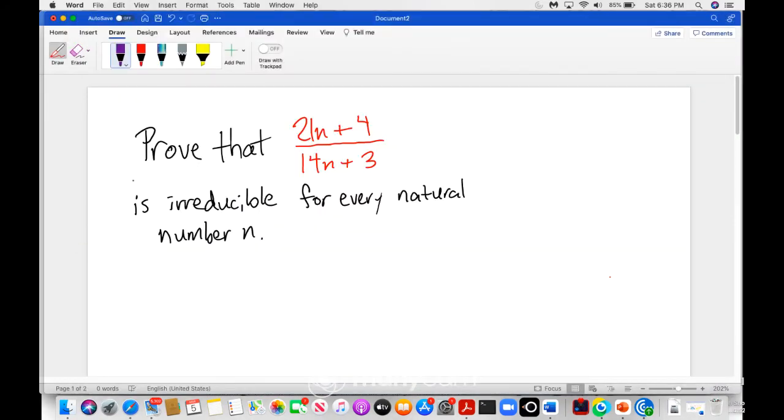All right, so here's our problem to focus on. It says prove that the fraction 21n plus 4 divided by 14n plus 3 is irreducible for every natural number n. Okay, so just as a quick reminder, the natural numbers basically start from 1, and they're the counting numbers that go all the way up to, but not including, positive infinity.